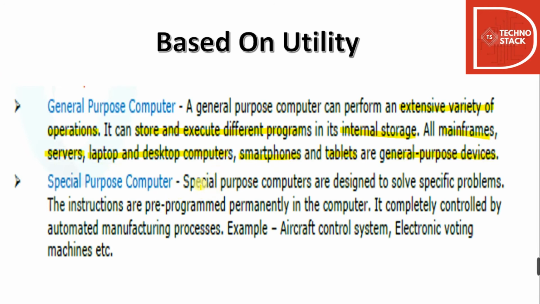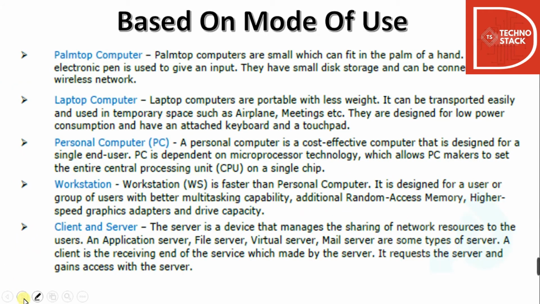Special purpose computers are designed to solve specific problems. They focus on only specific purposes. They are not general in use. They can do only a certain amount of things. The instructions are pre-programmed permanently in the computer. They're like embedded systems, completely controlled by automated manufacturing processes. Example, aircraft control system, electronic voting machines, that is EVM machines that we have, etc. So these were on the basis of utility. It's not that difficult to remember on this basis, so I'll just discuss.